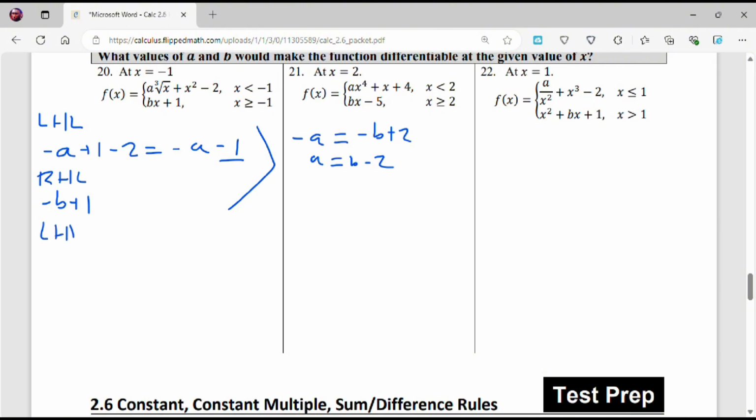Now we're going to solve for the left-hand derivative. So our left-hand derivative, remember, a and b are constants. So a stays, and then cube root of x is the same thing as x to the 1/3. So we're going to do a times 1/3 x to the -2/3, right? Because of our power rule. Plus power rule again. Bring the 2 down times x, and then constant is 0.